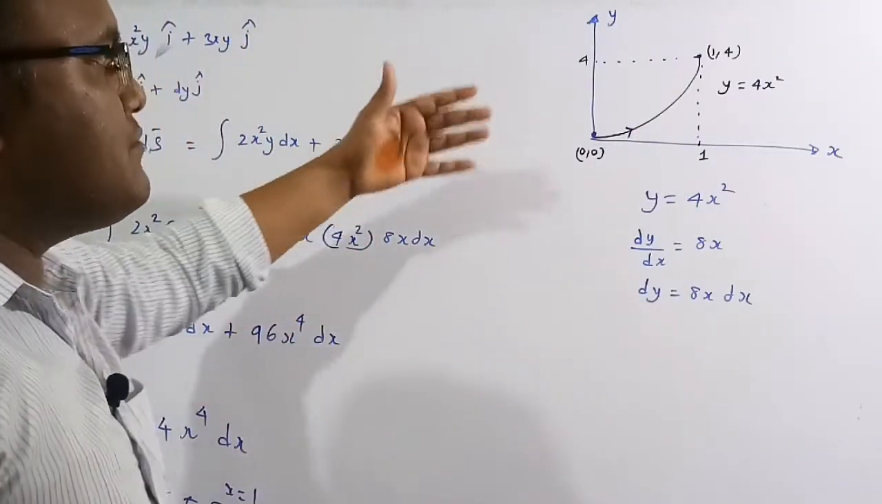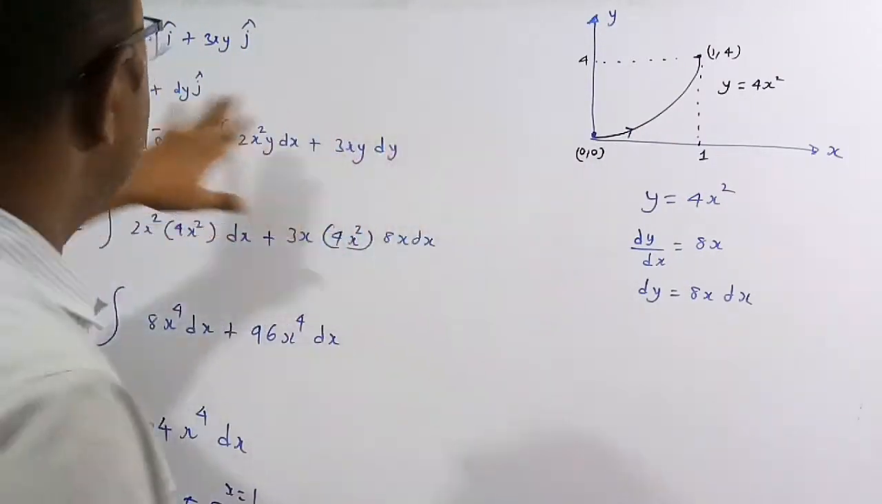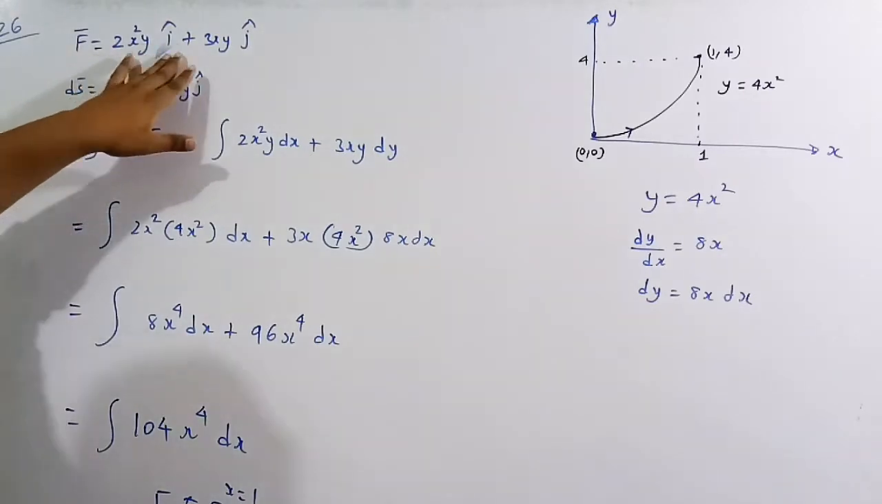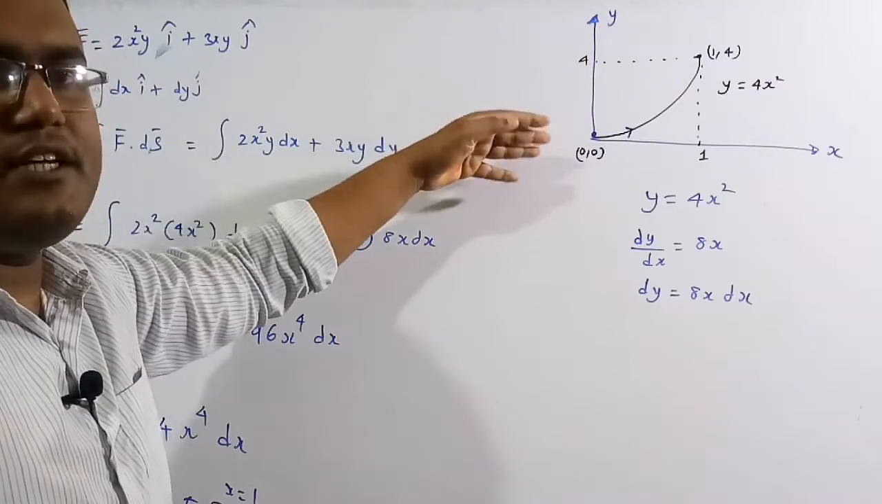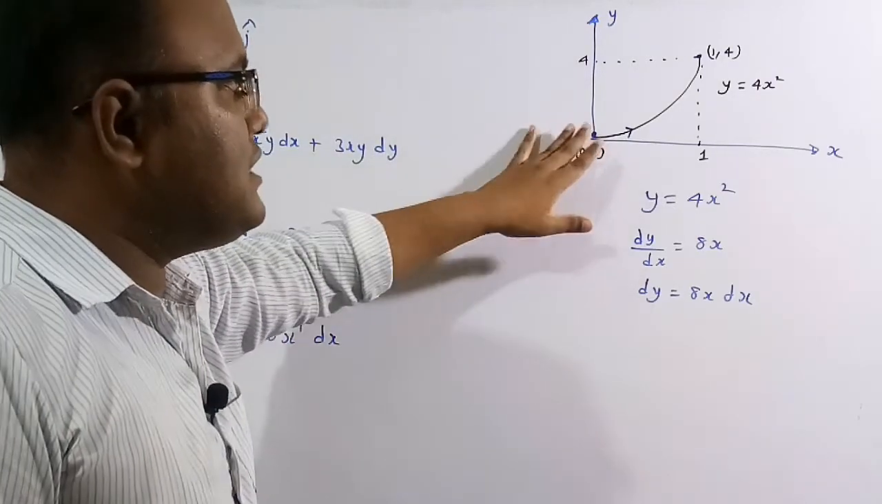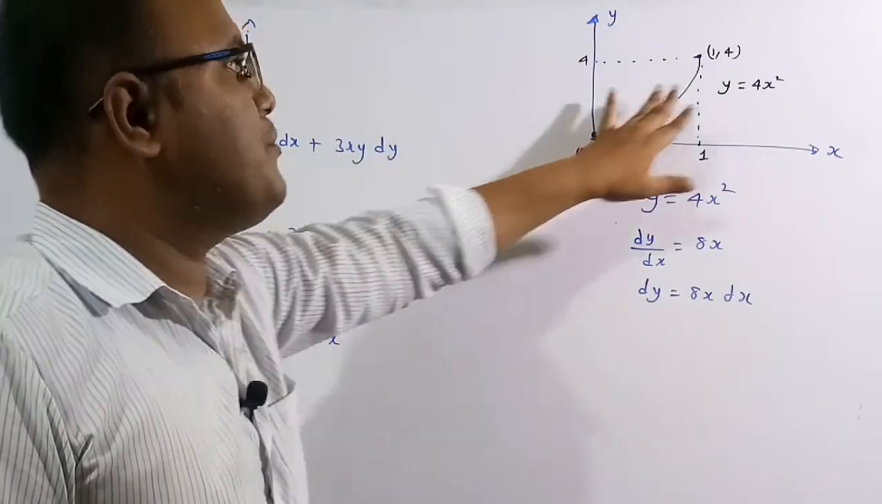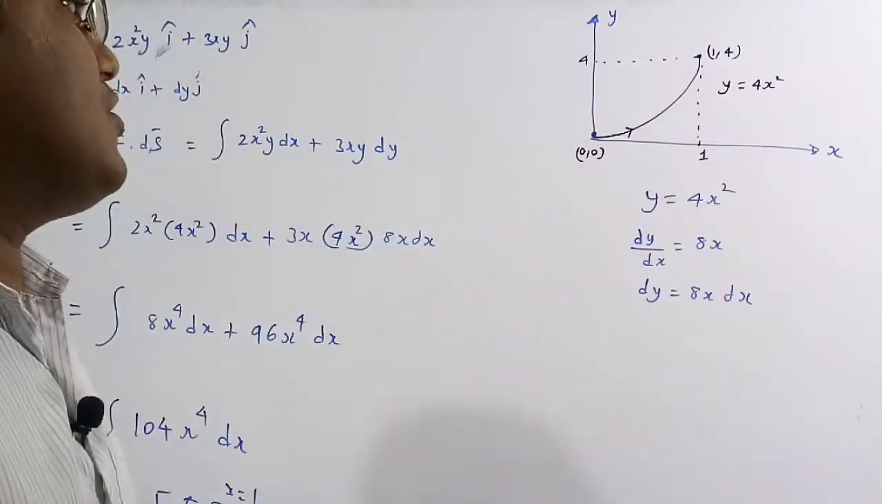So there is a force which is going to act on this particle, which is F bar is equal to 2x²y i cap plus 3xy j cap. So with the help of this force along this particle, how much amount of work is done in order to move this particle from initial position to final position, we need to figure out.